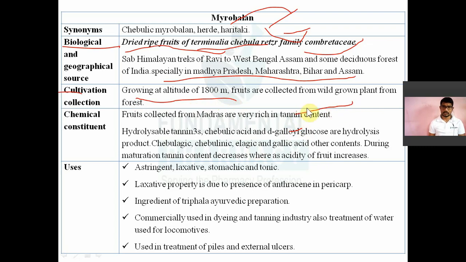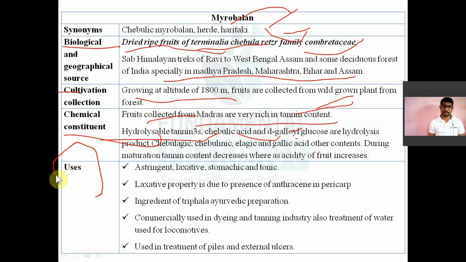In the forest, plants grow from automatically occurring seeding, so cultivation is not done. Fruits are collected from the Madras area and are very rich in tannin. It consists of hydrolyzable tannins. Chebulic acid and D-galloyl glucose are the hydrolysis products. Chebulinic, ellagic, and gallic acid are the other constituents. During the maturation of the plant, tannin decreases, whereas acidity increases.